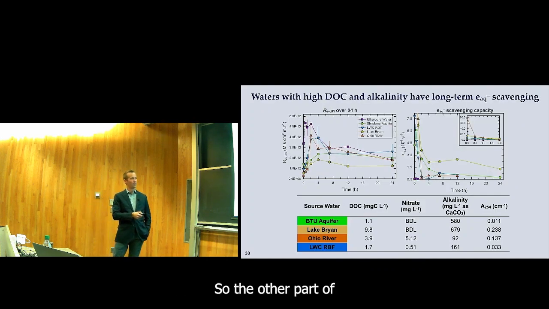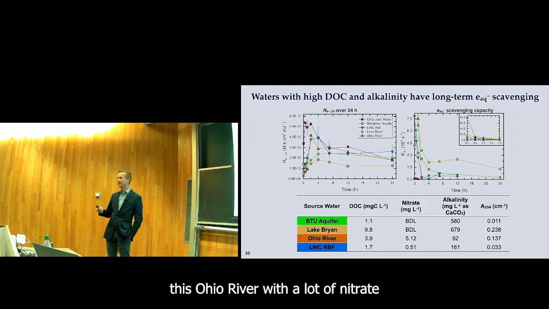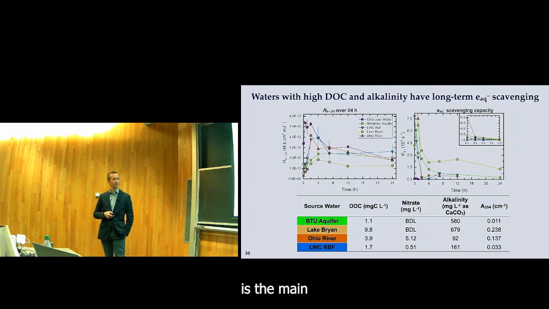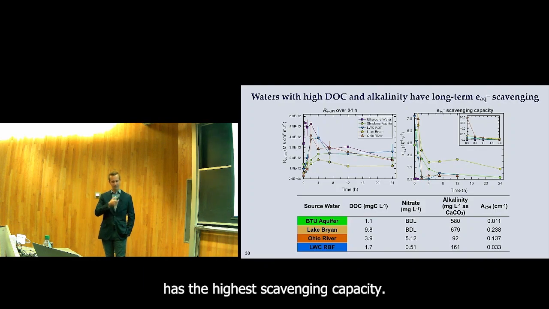So the other part of this is the scavenging capacity. So this shows the measured scavenging capacity as a function of time. The take home here is that the ones with high alkalinity tend to be higher around this 0 to 4 hours, about 4 hours onwards, whereas at the very, very beginning, less than half an hour, this Ohio River with a lot of nitrate has the highest scavenging capacity.